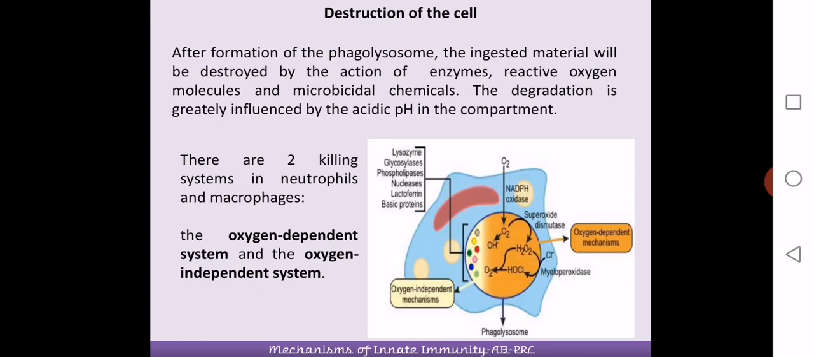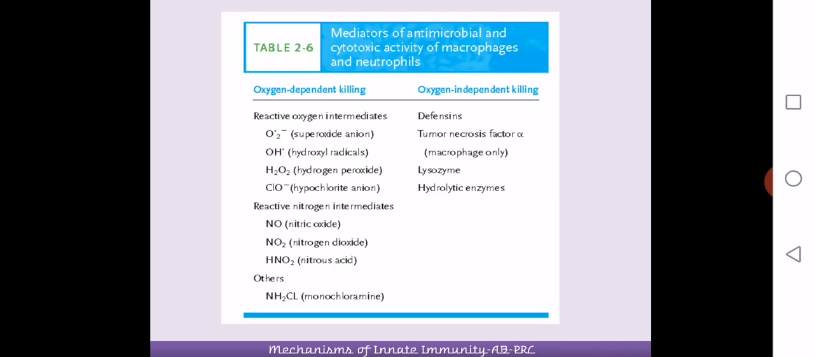So how does the destruction occur? There are two possible ways of destruction. One is called the oxygen dependent mechanism. The other one is called the oxygen independent mechanism. The oxygen independent mechanism covers a lot of lytic enzymes like lysozyme, glycosylase, phospholipases, nucleases, lactoferrin, and other various proteins involved in the destruction. Whereas the oxygen dependent system depends on a metabolic process and also the production of toxic oxygen derivatives. Right. So this table shows you comprised data for oxygen dependent and oxygen independent destruction.